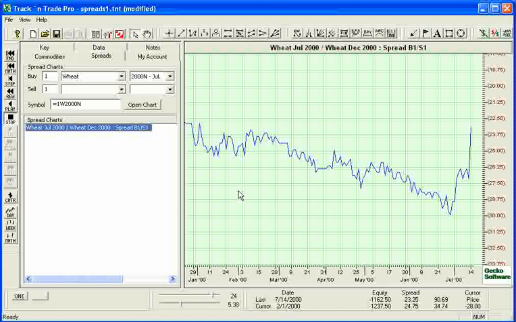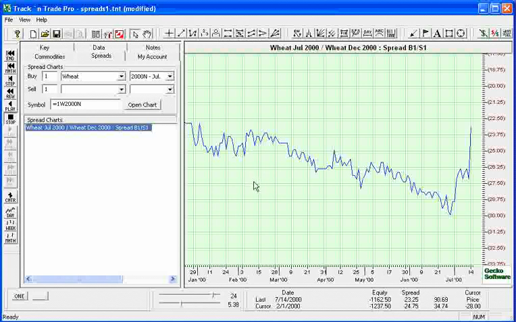Exactly. So looking at the individual contracts, which were generally going sideways more than anything else, looking at the spread chart, it went straight down. But that's because we're not charting the price of the underlying commodity of corn. We're just charting the difference between the price of the two contracts.